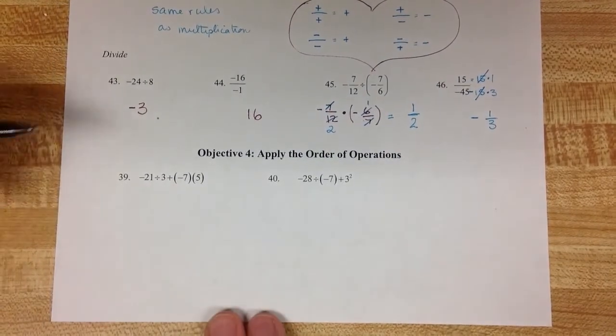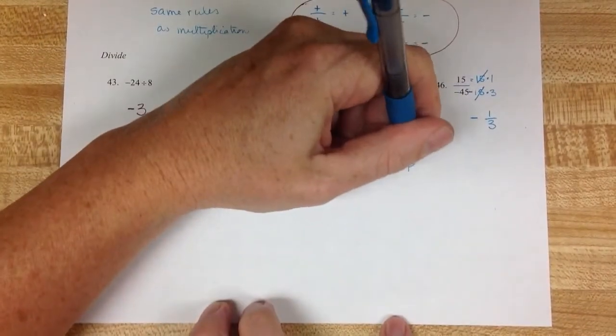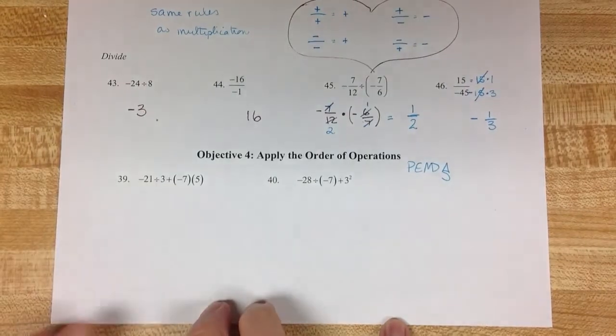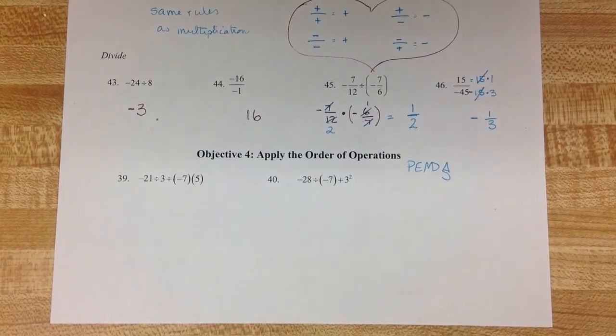Final objective for the section is applying the order of operations, or PEMDAS, with all of these different things going on. So we've got parentheses and division and multiplication and exponents and signs. Let's see if we can put it all together and do it all at once.